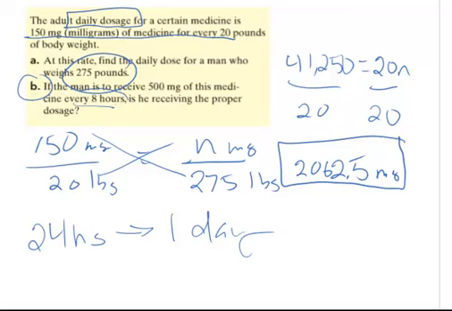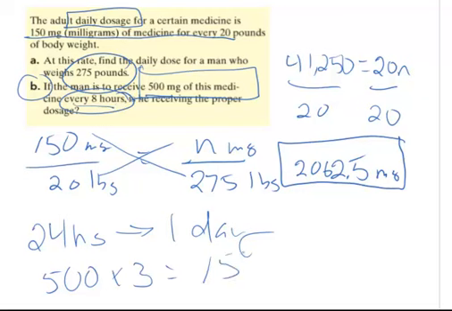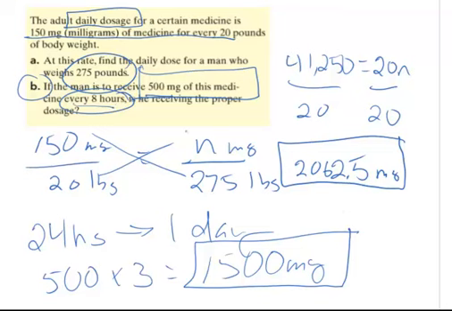Okay? If this man is going to get this amount of medicine every 8 hours, what would I have to multiply 8 by to get 24? I'd have to multiply it by 3. So that means I need to take that amount of medicine, which is 500, and multiply that by 3. That's going to give me 1,500 milligrams of medicine. Okay? Now the question says, if we were to give him 500 milligrams every 8 hours, that means we'd give him 500 milligrams 3 times a day, which would give us 1,500 milligrams. Is that the same number as this one here? No, it isn't. So is he receiving the proper dose? Not at all.